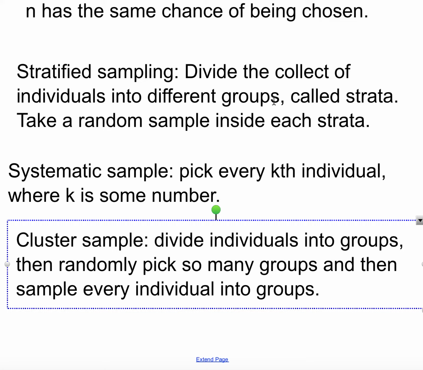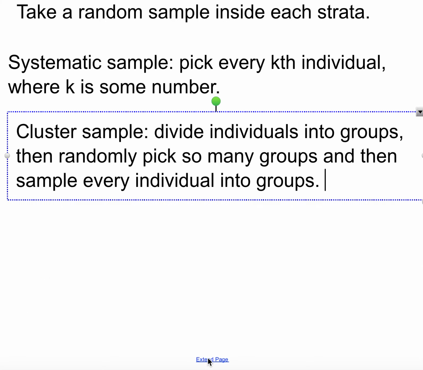except with a stratified sample, you're going to use every group. You're going to use every strata and then take random samples inside each group, each strata. Here with a cluster sample, you're randomly picking which groups and then sampling every individual in the groups. So stratified uses every group and some individuals. Cluster uses some groups and then every individual. And that's the difference between the two.